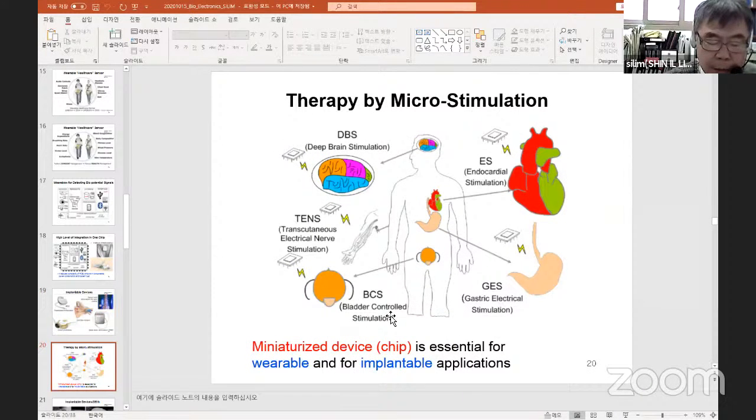In this slide, some examples of therapy by micro-stimulation are displayed. Since these devices are implanted in the body, miniaturization and low power consumption are essential requirements.